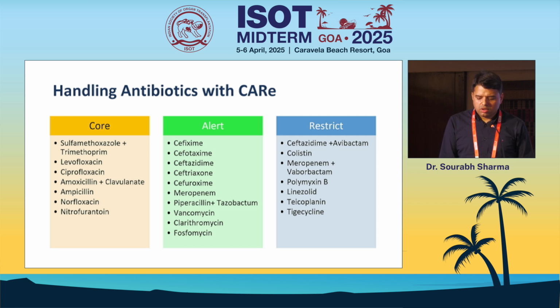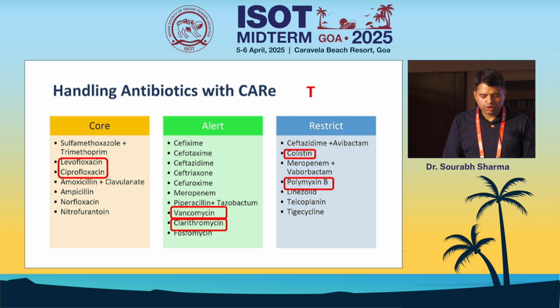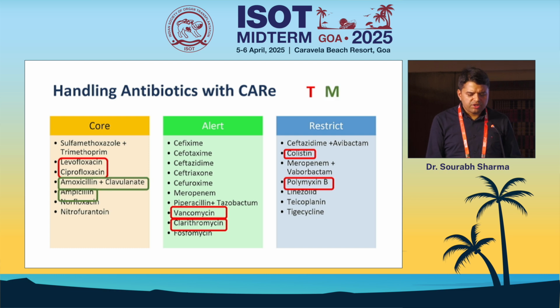Here I will also discuss the pharmacodynamics and the drug-drug interactions. Coming to tacrolimus, if we use tacrolimus with fluoroquinolone, it increases the QTc interval, QTc prolongation happens. With vancomycin, colistin, and polymyxin, there is increased nephrotoxicity with tacrolimus, and clarithromycin increases the level of tacrolimus because of CYP3A4 inhibition. With MMF, ampicillin increases the level of MMF because of decreased renal clearance. Amoxicillin decreases the level of MMF because of increased enterohepatic circulation.